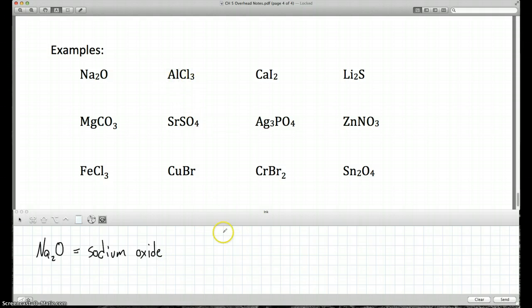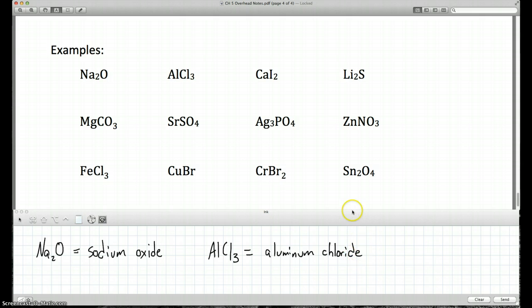This next example, AlCl3. Well, aluminum is the metal. That's the nonmetal. You always go metal, nonmetal. Aluminum and chlorine becomes chloride.